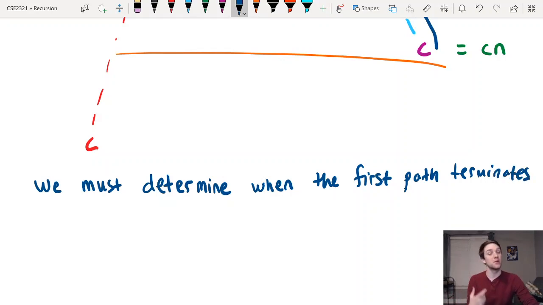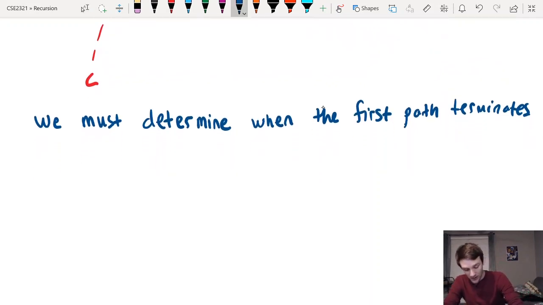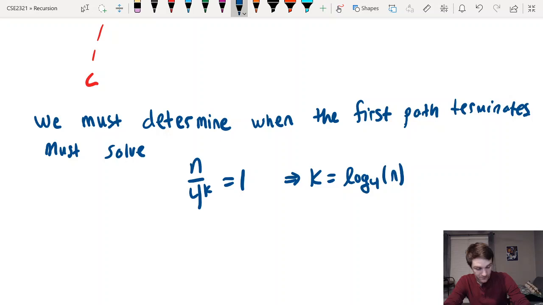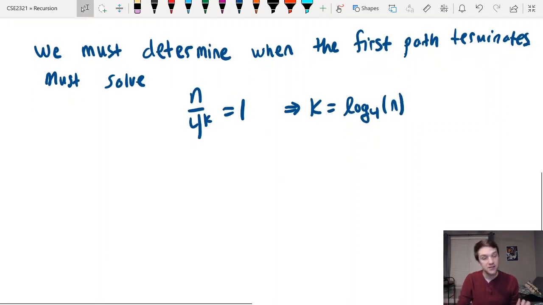So that's when we were continually dividing by 4. So what we must solve here is: when does n over 4 to the k equal 1? Well, that happens when k is equal to log base 4 of n. So the number of levels there is going to be log base 4 of n.